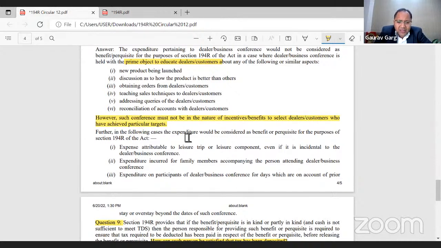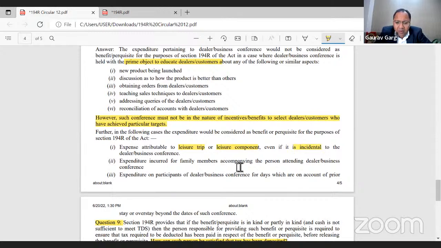Further, in the following cases, the expenditure would be considered as benefit or perquisite for the purpose of section 194R of the Act: expenses attributable to leisure trip or leisure component, even if it is incidental to dealer's business conference. Even if it is incidental.